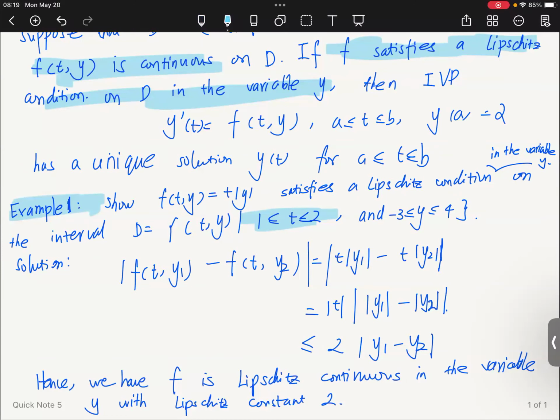So now let's go for another question. I'm going to show you one more example here, to check whether we have a unique solution.